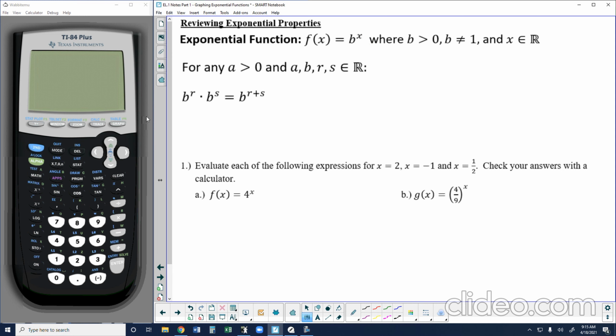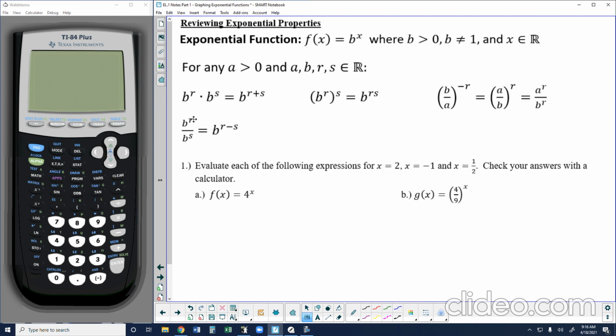Recall that when you multiply any base that is the same, their exponents are going to be added. When you take a base with an exponent to another power, those exponents are going to be multiplied. A negative exponent takes the reciprocal of a fraction, or the reciprocal of a base. So if I have b over a to the negative r power, getting rid of the negative would give me a over b, the reciprocal of the fraction, to the r power, which I could then write as a to the r over b to the r.